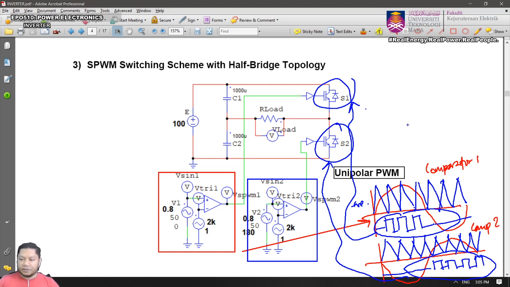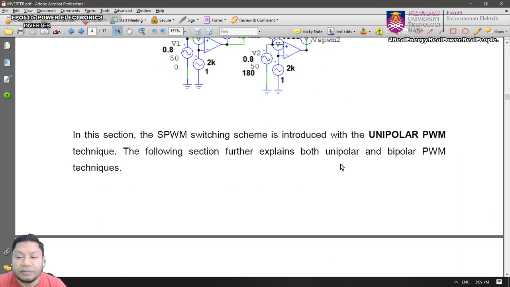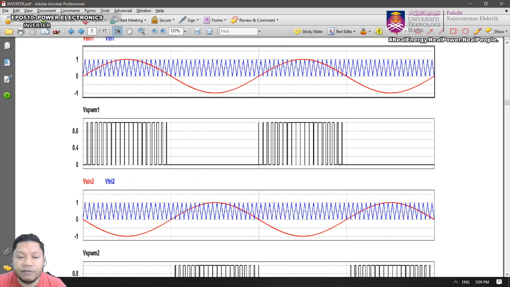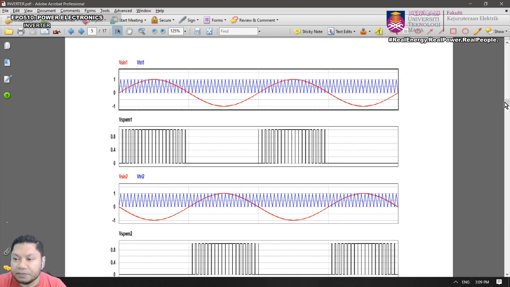Right. So again, whenever S1 is on, the output will be equal to half of the input voltage because of a half bridge. Whenever S2 is on, the output will be equal to negative half of the input voltage. So that will be the operating principle. So let's look at the waveform. That is a clearer waveform. Look at the waveform.